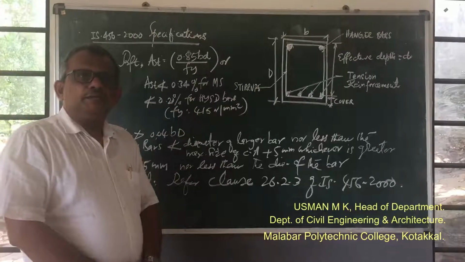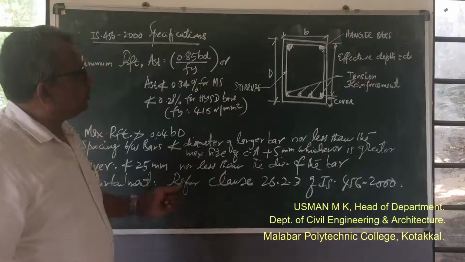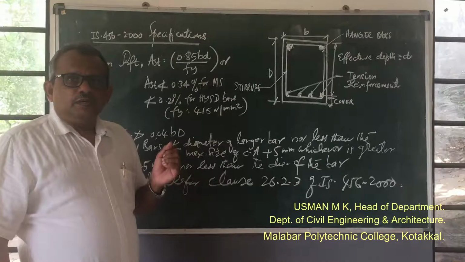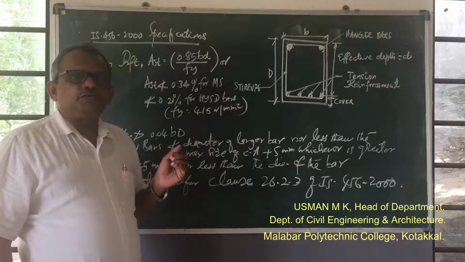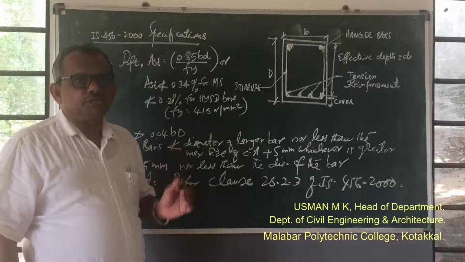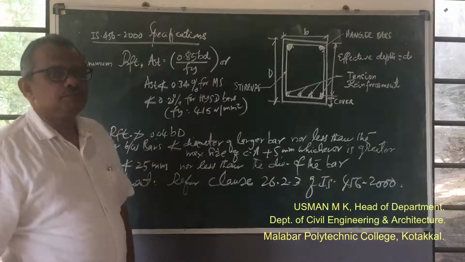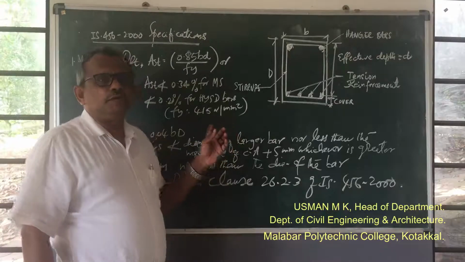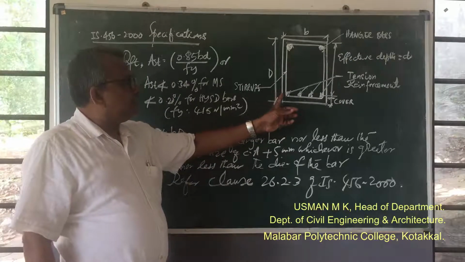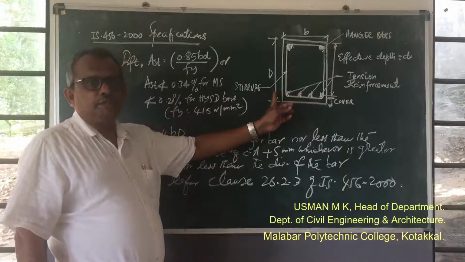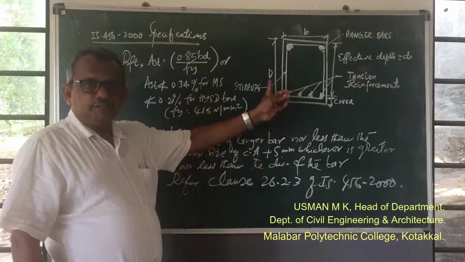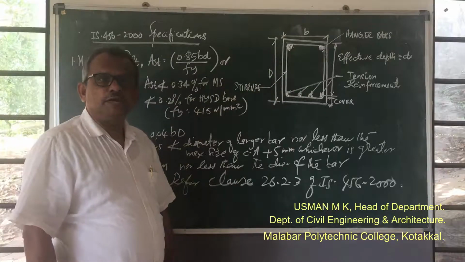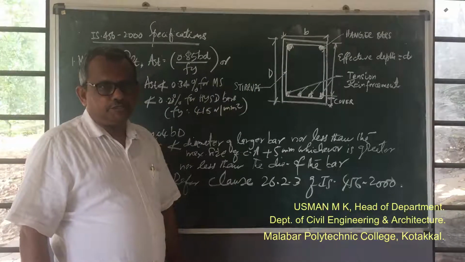Now, today in this session, we are going to discuss a singly reinforced beam. What is the difference between a singly reinforced beam and a doubly reinforced beam? In a singly reinforced beam, the main reinforcement will usually be provided at the bottom in the case of a simply supported beam. Whereas in doubly reinforced beams, reinforcements will be provided on both sides, top and bottom, to take the bending moment.